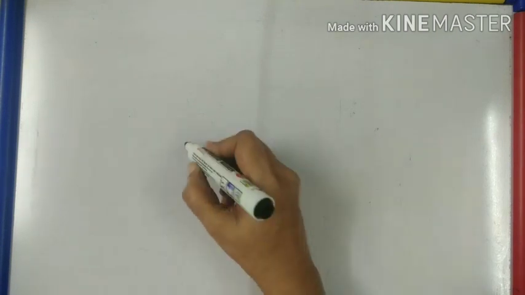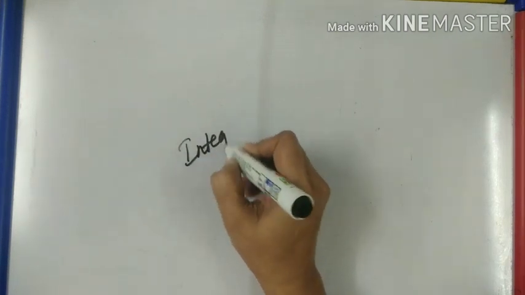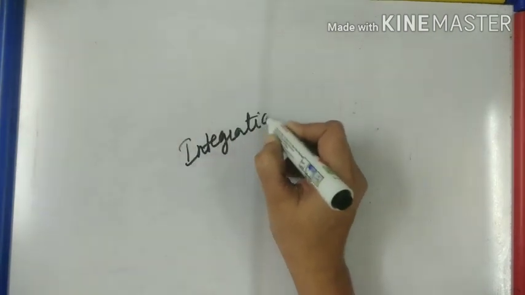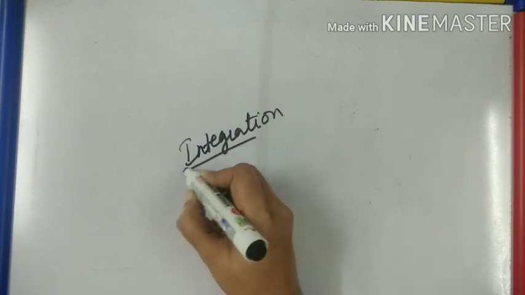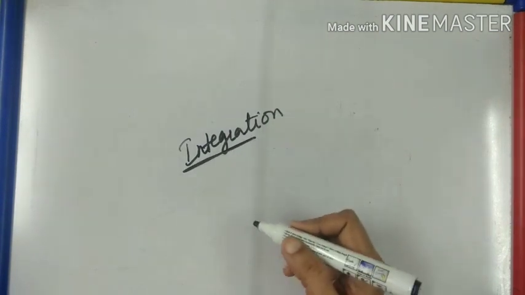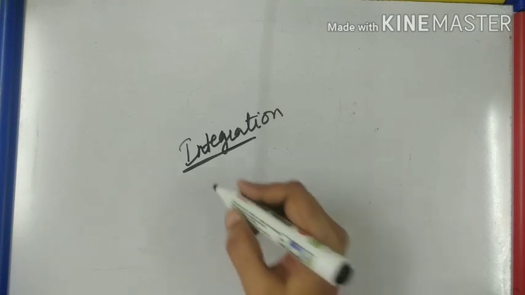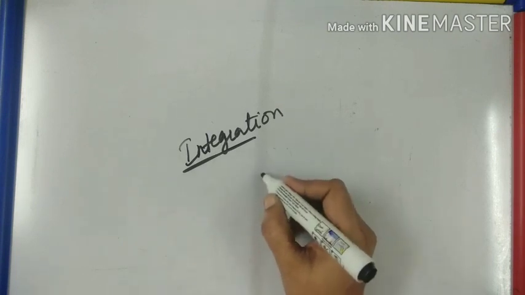Good morning, children. We proceed on to the second chapter, integration. Now, what do you mean by the word integrate? The word integrate means putting together. Last year, we have learnt differentiation.